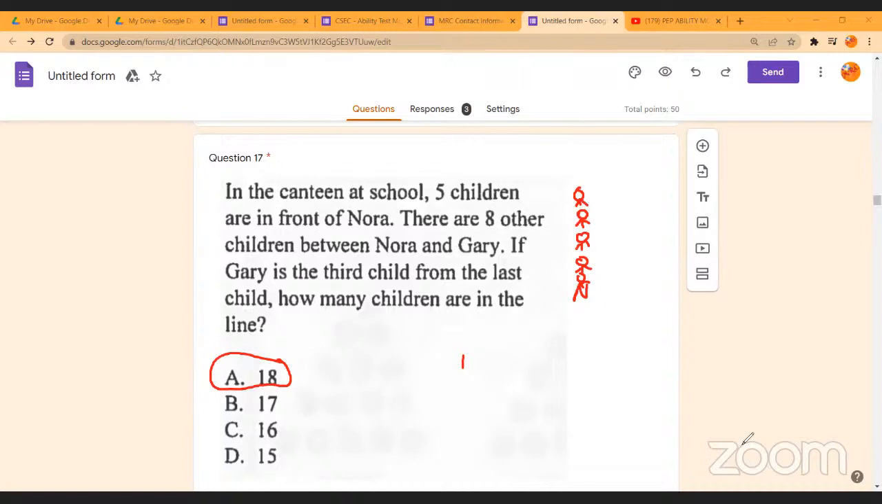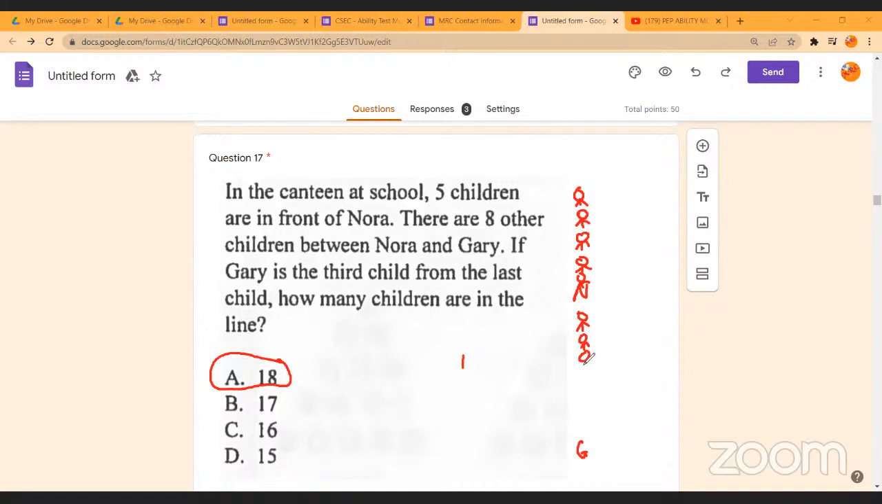What next? And then it says there are 8 other children between Nora and Gray. So I put Gray, and then I put 8 children between Gray and Nora. So we have 8 children between Gray and Nora. So let's see if we can get 8 between them.